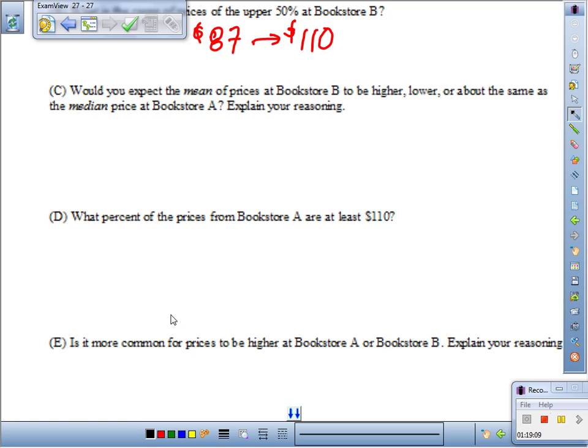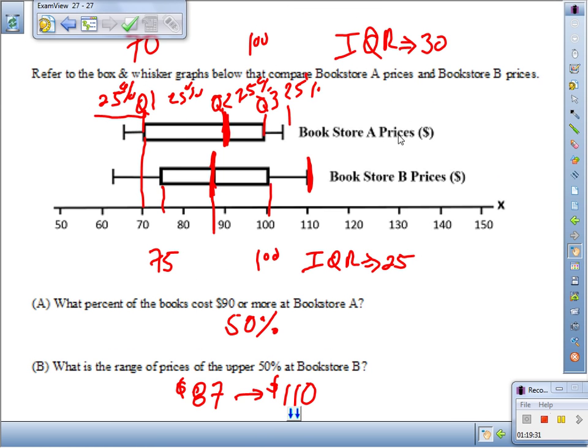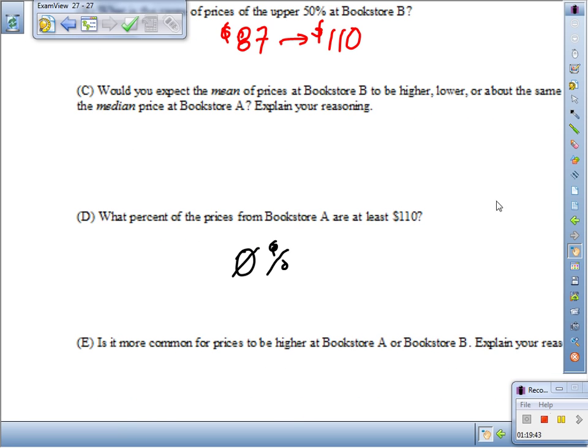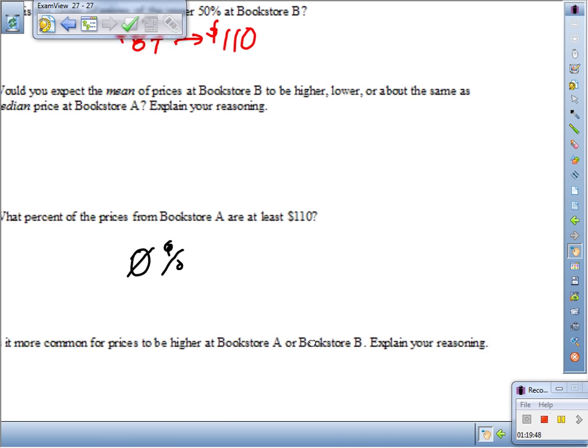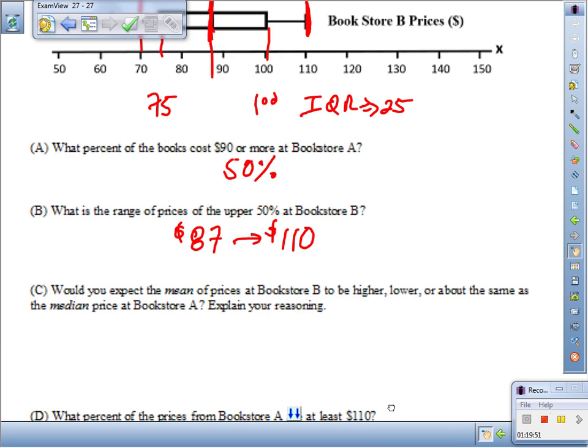Let's see. Arlene, what's the percentage? That is correct, 0%. No books are $110 on bookstore A. Does everybody see bookstore A? What's the highest price for bookstore A? No, 105. Bookstore A. Oh my goodness. And the last one, is it more common for prices to be higher bookstore A than bookstore B? Explain your reason.